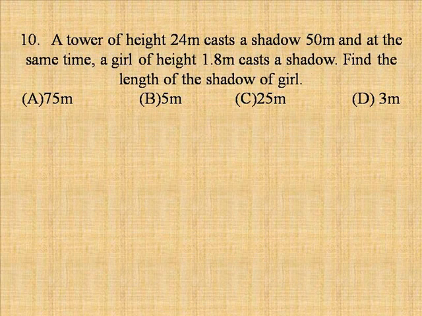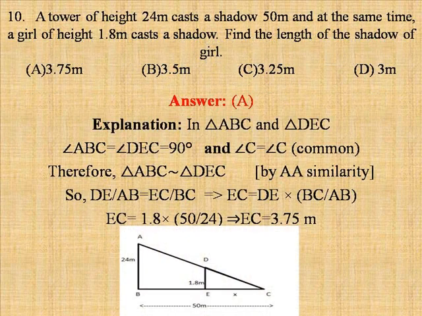Question number 10. A tower of height 24 meter casts a shadow 50 meter and at the same time a girl of height 1.8 meter casts a shadow. Find the length of the shadow of the girl, and you have the 4 options. So let's move to the answer. Answer, you can see that the option A, that is 3.75 meter.